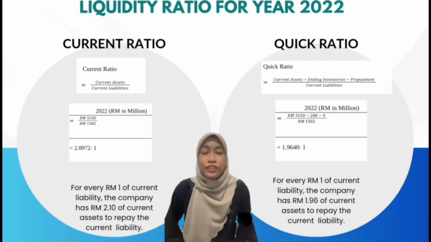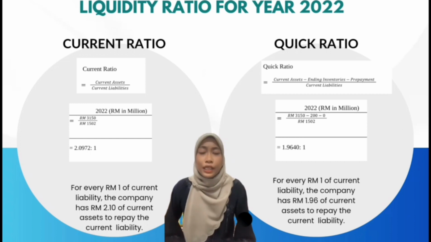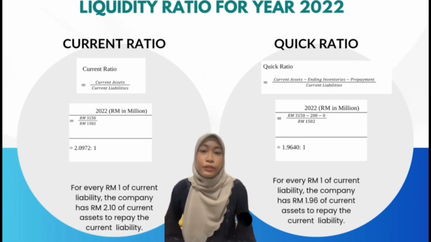In addition to that, for the year 2022, the current ratio for the company is equal to 2.10. Their current asset is 3,150 million divided by the current liability 1,502 million. We can interpret that for every 1 ringgit of current liability, the company has RM2.10 of their current asset to repay the current liability. Next, for the quick ratio in 2022, their current asset minus ending inventory minus prepayment is equal to 2,950 million divided by the current liabilities 1,502 million. Thus, we can interpret that for every 1 ringgit of their current liability, the company has RM1.96 of their current assets to repay their current liability.